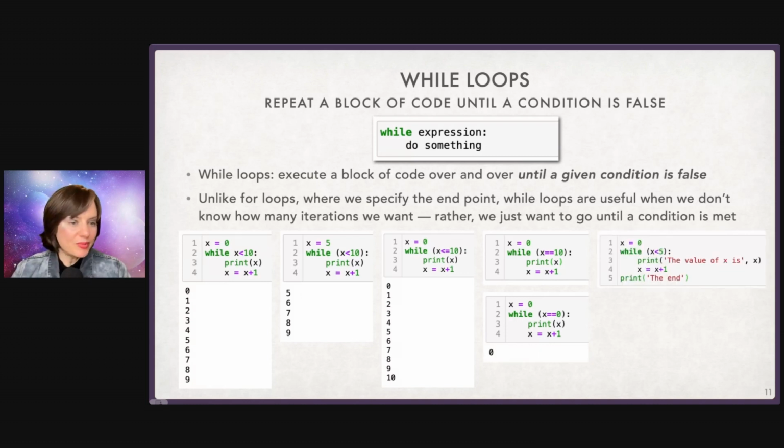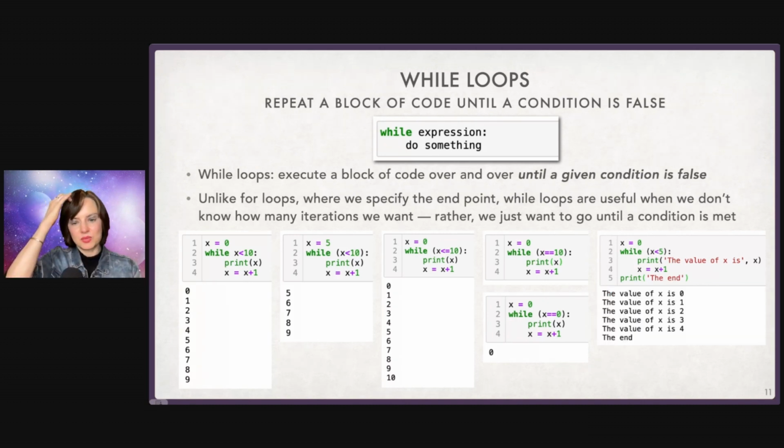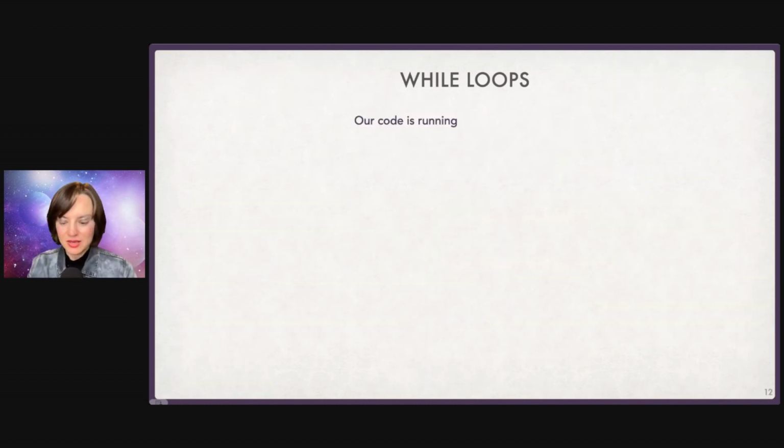Wonderful. We can also make it slightly more complicated and print something a little bit more interesting. In this case, we have said, okay, while x is less than 5, print the value of x is, and then as you exit, print the end. What a lovely little poem we wrote. So to visualize, we have our code.